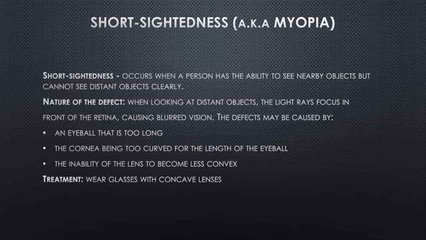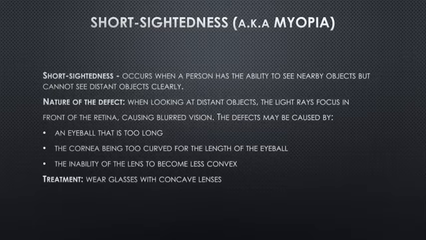Okay, guys, let us look at the eye defects. We have got four of them, but we're going to start with what we call myopia, or short-sightedness, which is also called nearsightedness. Okay, what is short-sightedness, or what is myopia? Myopia occurs when a person has the ability to see an object that is nearby, but cannot see an object that is far away clearly.